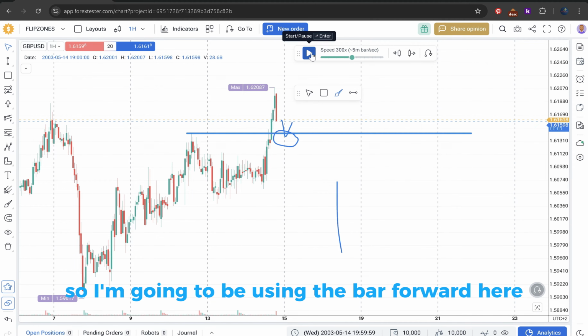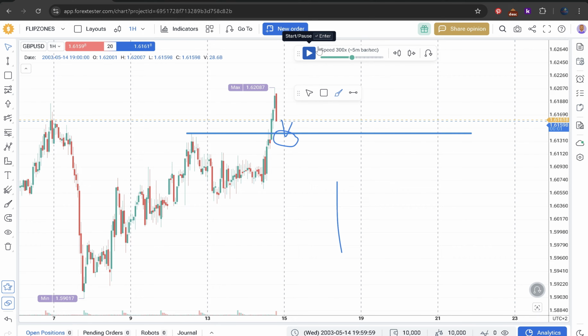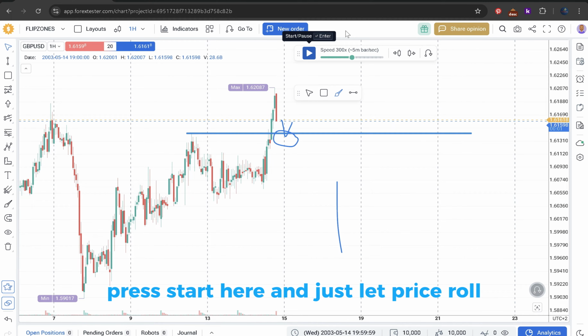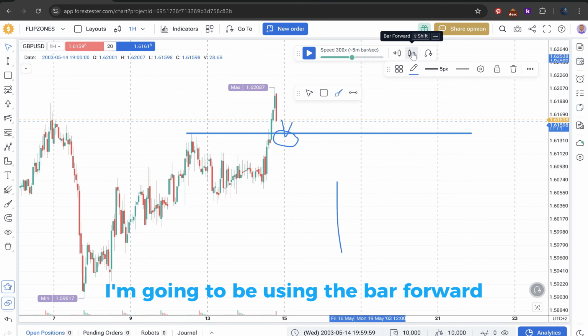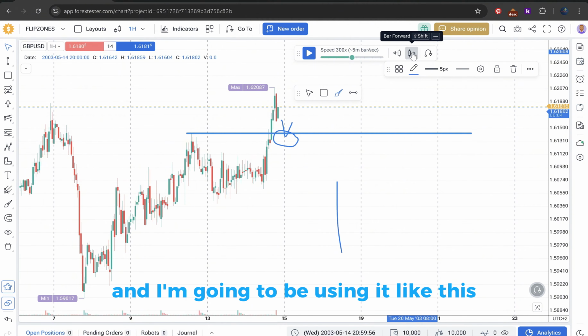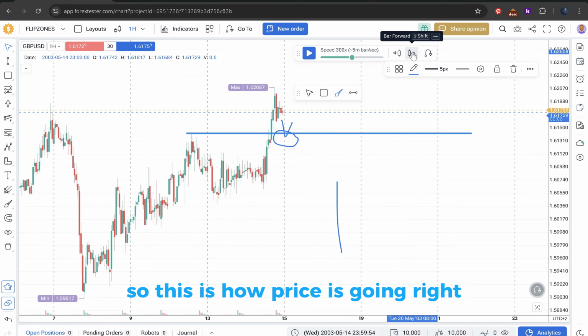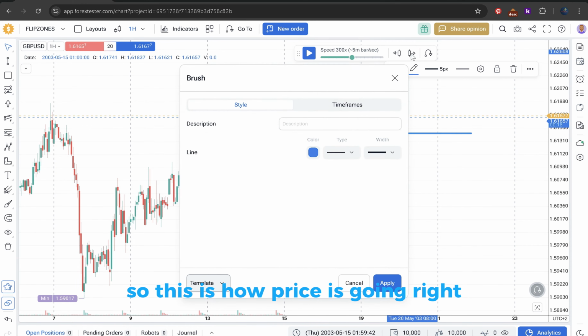You can play it, press start here and just let price roll. And I'm going to be using the bar forward, and I'm going to be using it like this. So this is how price is going, right? This is how price is going.